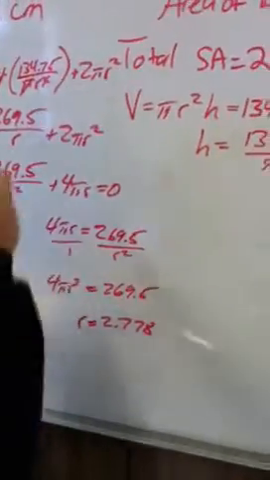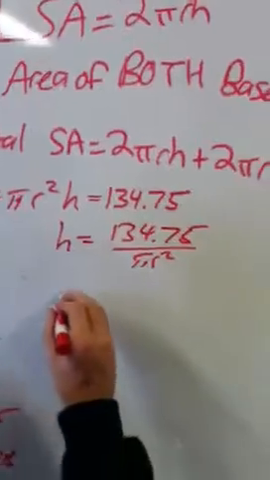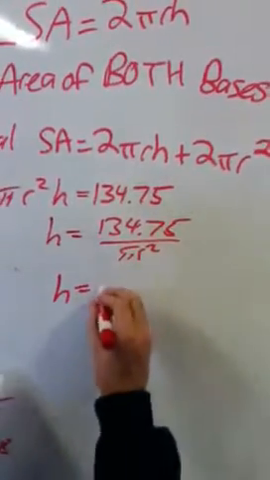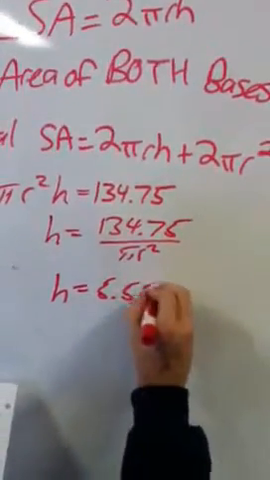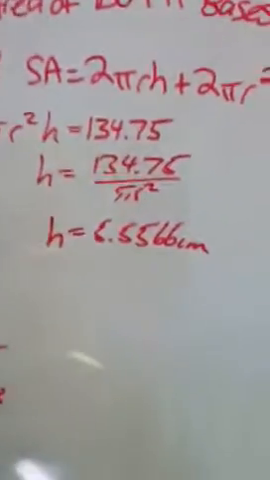So then what we're going to do is plug the r back into this equation right here to solve for h. So when we do that, we get h to be 5.5566 centimeters. Take our word for it. That's what happens. That's it.